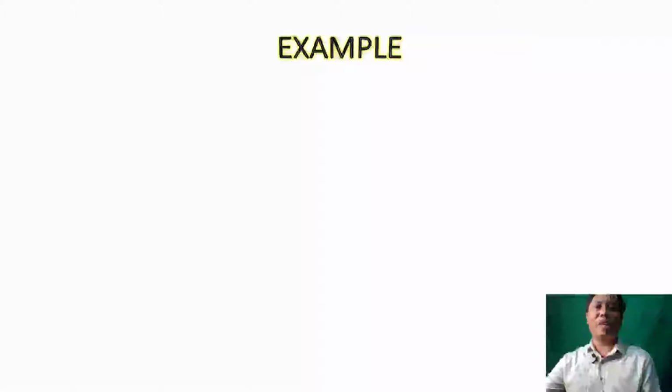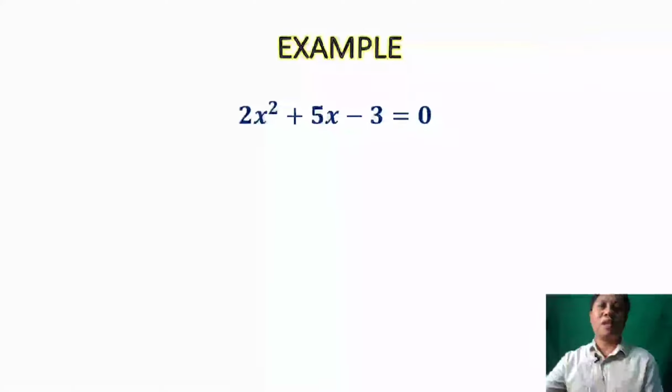Let us have an example. 2x squared plus 5x minus 3 equals 0 is a quadratic equation written in standard form. Since it is written in standard form, we can identify the values: the value of a is positive 2, the value of b is positive 5, and the value of c is negative 3.